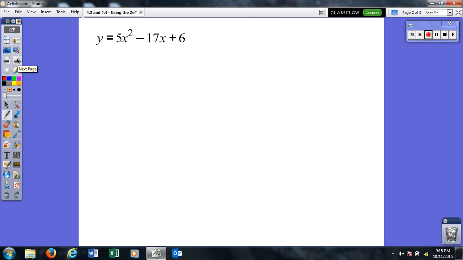We can do this when we have more complicated factoring as well. So again, what we want to do is plug in 0 for y, because if we're trying to find the x-intercepts, that's where the graph crosses the x-axis, that is where the y value is 0. So again, I'm going to assume that you know how to factor. If you don't know how to factor, go back and watch the factoring videos. This factors to x minus 3 and 5x minus 2.